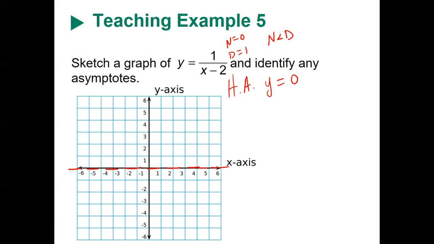Next, what was step 2? Factor. So number 2 is to factor. Well, it's already factored, right? Check. Step 3, find holes. If I look here, I have 1 over x minus 2. Can anything be eliminated? No. So there are no holes.